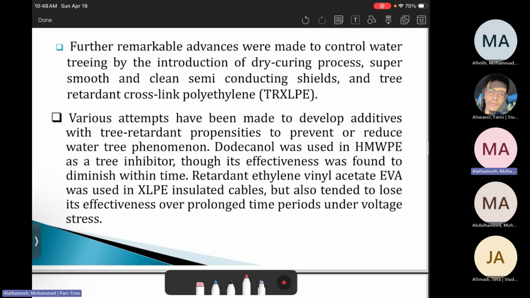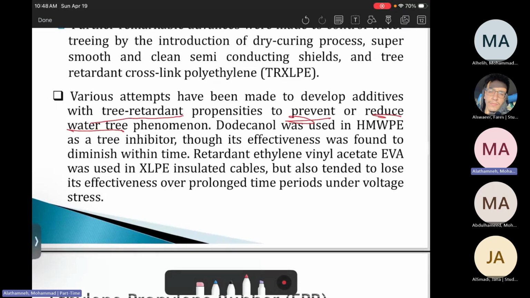Ethylene vinyl acetate, EVA, was used in XLPE insulated cables, but also tended to lose its effectiveness over prolonged time under low voltage stress. That's something that we need to avoid under voltage stress.